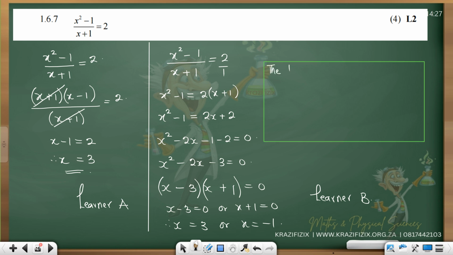I'll write 2 notes for you. The highest exponent of the variable gives the number of solutions you should have.